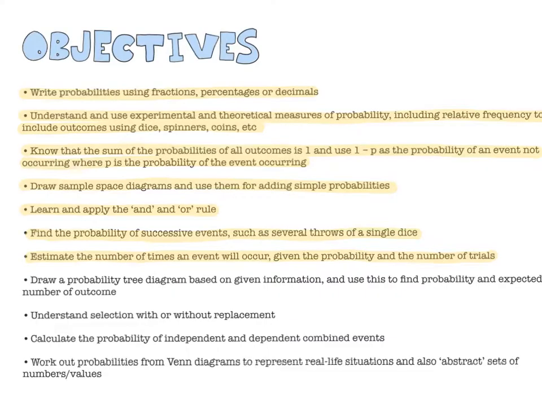Okay, first learning objective for this video is to draw basic probability tree diagrams and then find probability and expected number of outcomes. So there are 4 yellow and 5 red balls in a bag. A ball is picked and replaced. This word is really important.